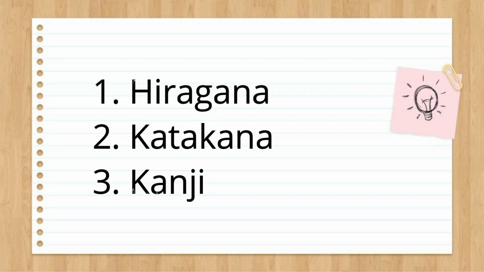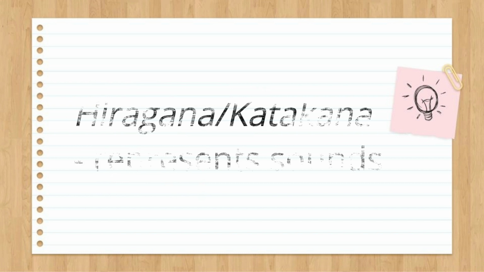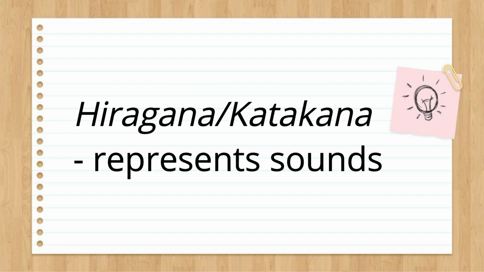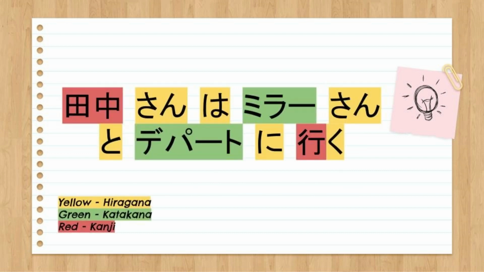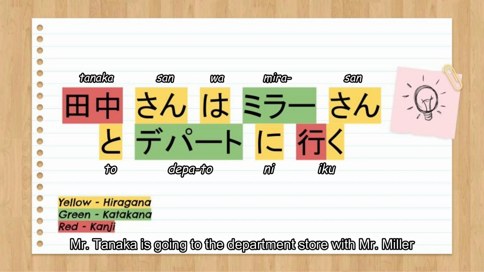In Japan, they have three types of script: hiragana, katakana, kanji. Hiragana and katakana are phonetic symbols purely representing sounds, while kanji are ideographs, or something that symbolizes an idea, conveying meanings as well as sounds. Japanese is usually written with a combination of hiragana, katakana, and kanji.